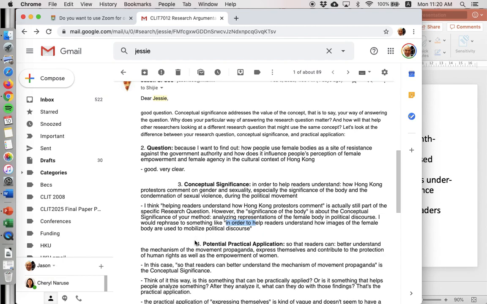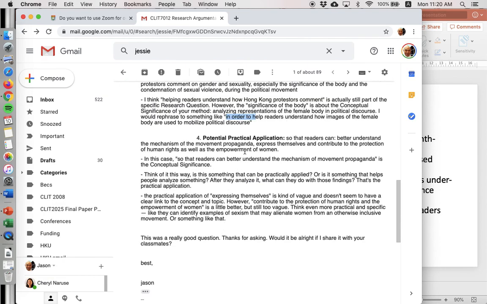Okay. So then the potential practical application that Jesse wrote is so that readers can better understand the mechanism of the movement propaganda. Now, for me, this is actually the conceptual significance. Being able to understand the mechanism, how something works, okay, that's the conceptual significance. Whereas expressing themselves and contributing to the protection of human rights as well as the empowerment of women, that is practical, but it's a bit vague.